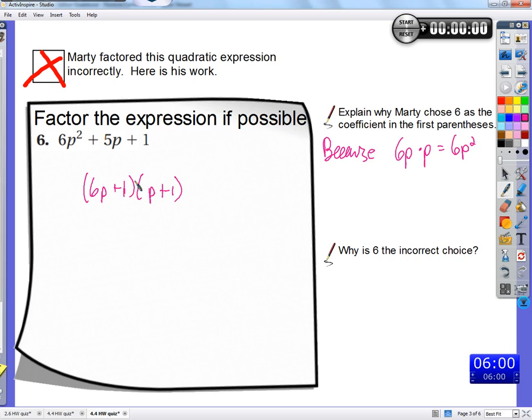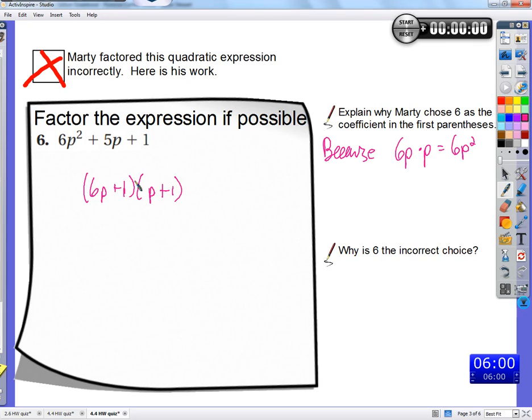Okay, so why is 6 not correct? I mean, 6p times p makes 6p squared, and 1 times 1 is 1. Why is it ultimately wrong? The whole thing is wrong because you can't factor it. You can't factor it? No. Why not? Because the 1 is a prime number. Yeah. And so, when you try to distribute it and stuff like that, it won't fit together. So that means that the whole thing is wrong. You're saying you can't multiply to get 1, and also do what else? And then also add together and get 5.